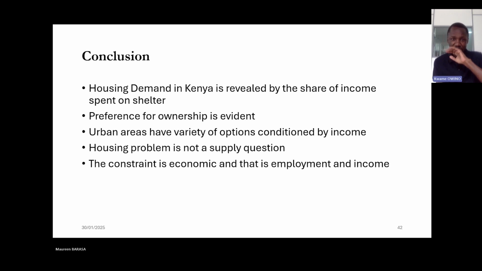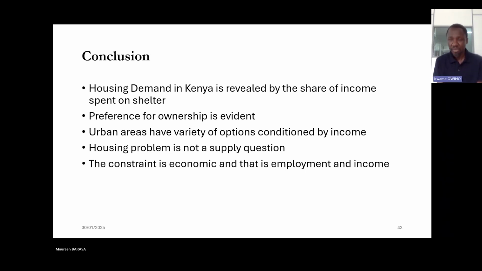And finally, as we conclude, housing demand in Kenya is revealed by the share of income that is spent on shelter, about 38%. Of course, it varies across the country depending on incomes. It's a little high in urban areas, though certain places show outliers. The preference for ownership is evident, especially in rural areas where 85% of people own their homes. In urban areas, people prefer to rent or lease for obvious reasons. Many of them have second homes, and they do not intend to acquire a permanent structure at that life cycle. Urban areas also have a variety of options for housing, but that's conditioned by income levels.